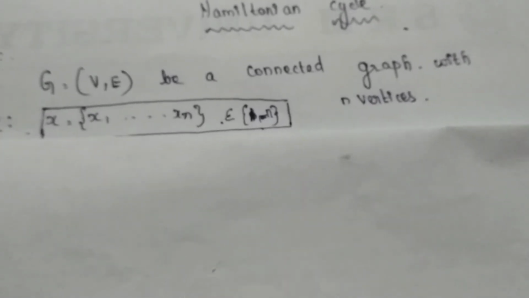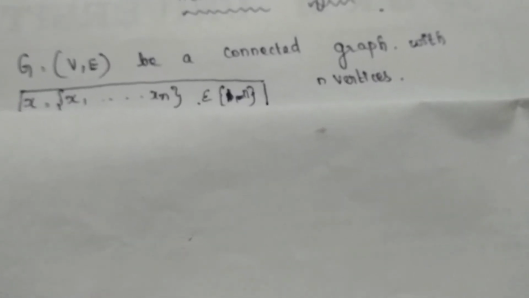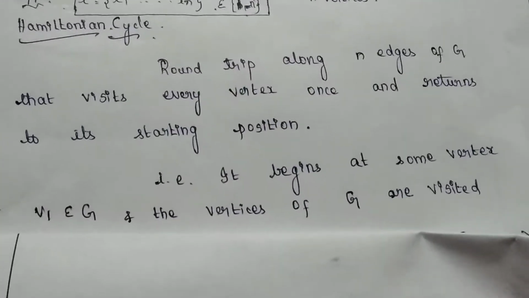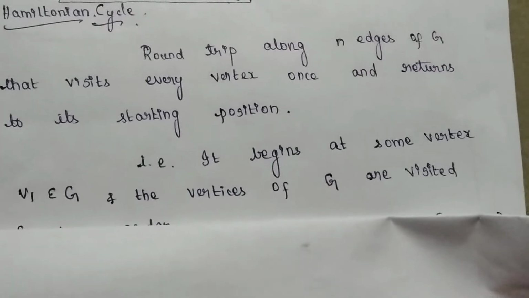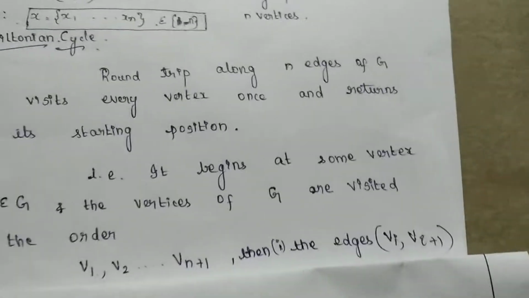We are going to represent this Hamiltonian cycle by an output vector x, which is a set of values x1 to xn, which represents the order of visiting vertices. That means a Hamiltonian cycle is a round trip along n edges of G that visits every vertex once and returns to its starting position. For example, if it starts from the vertex V1, every vertex of G is visited in the order V1, V2 up to Vn plus 1.